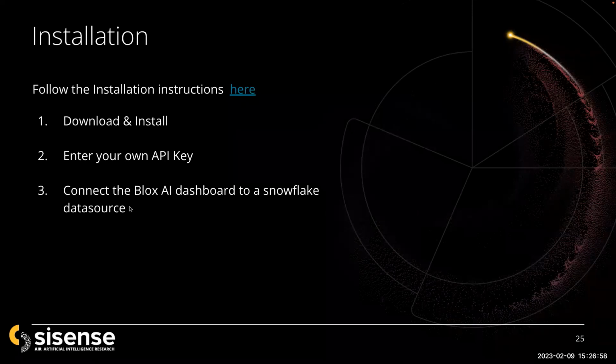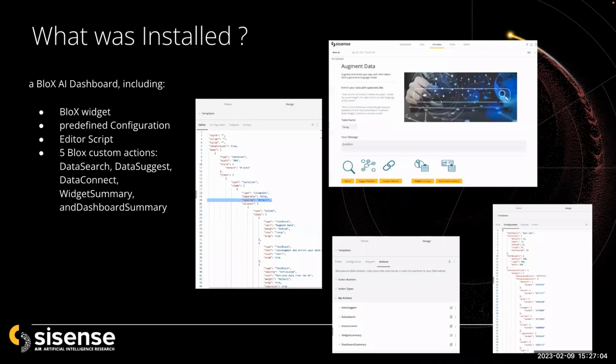Finally, when you install everything, it needs to be connected to the Snowflake data source for the demo to work like we're proposing. And once you install, what do you have behind the scenes? Automatically you'll have the Blocks AI dashboard and widget, like you saw.